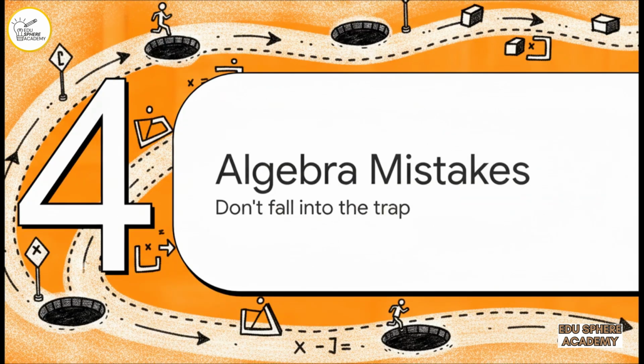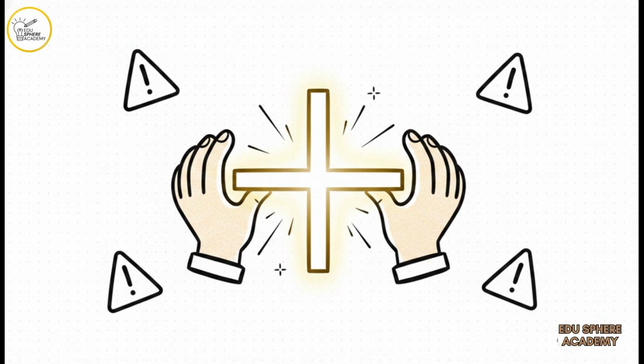Okay, part 4. Avoiding common algebra mistakes. Let's keep you out of trouble. Algebraic long division is basically a marathon, and there are a couple of really nasty hidden potholes on the track. The first one is the dreaded double negative trap during the subtraction phase.